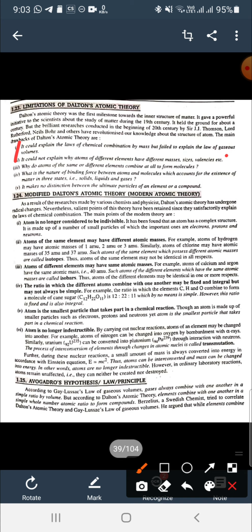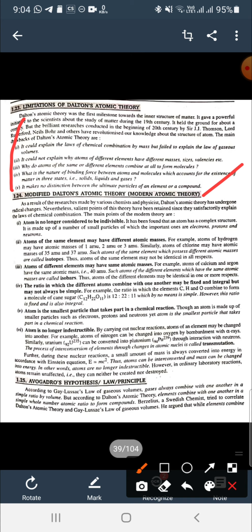Why do atoms of the same or different elements combine at all to form molecules? Why are elements combining with each other? What is the nature of the force between the particles present in matter in three states, solid, liquid, gas? It makes no distinction between the ultimate particles of an element and of a compound. What is the difference between them? So there are some limitations.